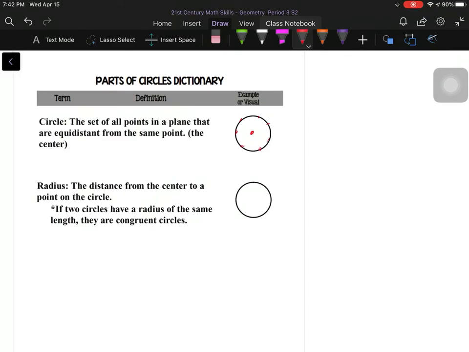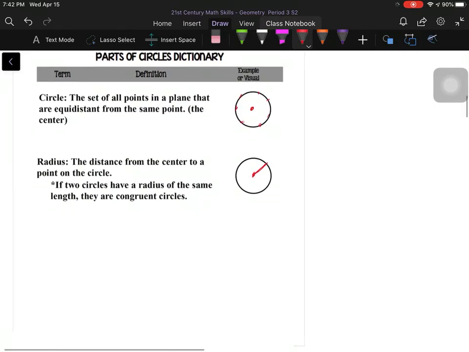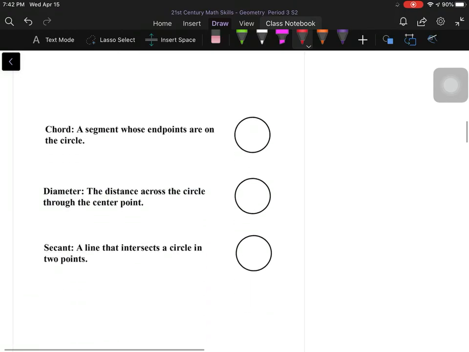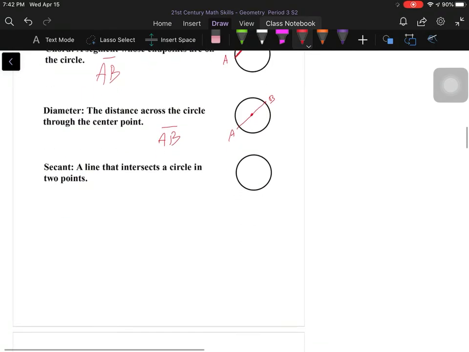A radius is from the center of the circle, and it's a segment that goes to any point on the circle. A chord is a segment, so that would be segment AB, that touches any spot on the circle to another spot on the circle. A diameter is a chord that goes through the center of the circle, so that would be chord AB. Or excuse me, segment AB.